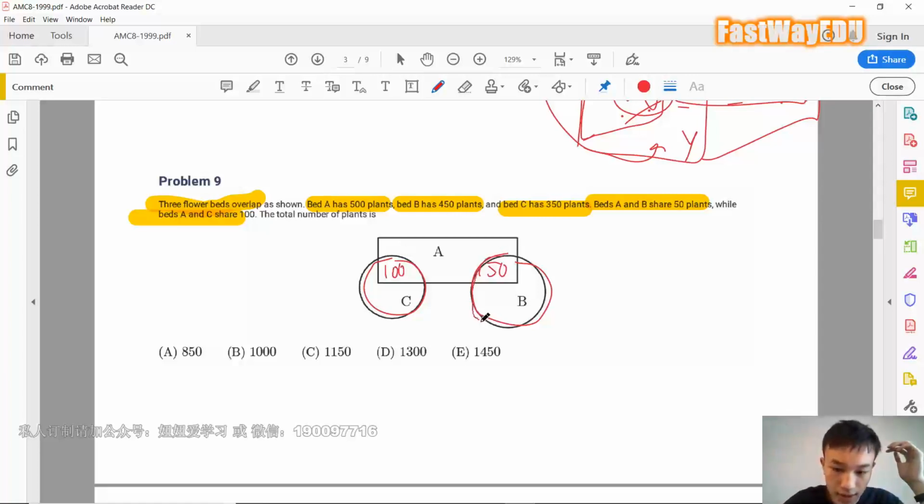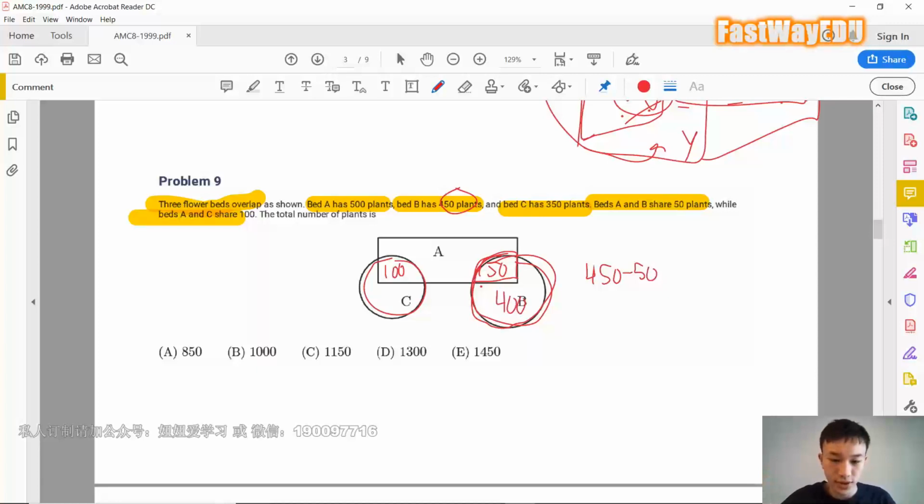So looking at bed B first, what is the rest of this region here? Since the whole region is 450, and already 50 of the plants are in this overlap, how many are in the rest? That's just 450 minus 50, that's 400. So in the rest of this region there are 400 plants.